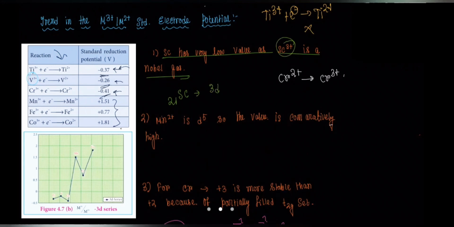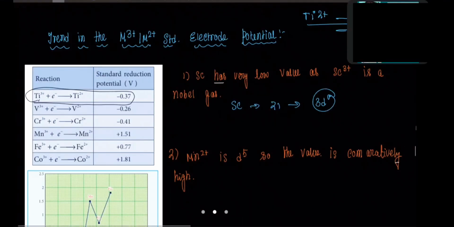Then if you talk about Sc3+, that means all three electrons from here are gone, right? So it would become 3d0. So that's the noble gas configuration. That's why you cannot even see it in the graph, right? So that is the major reason behind this.